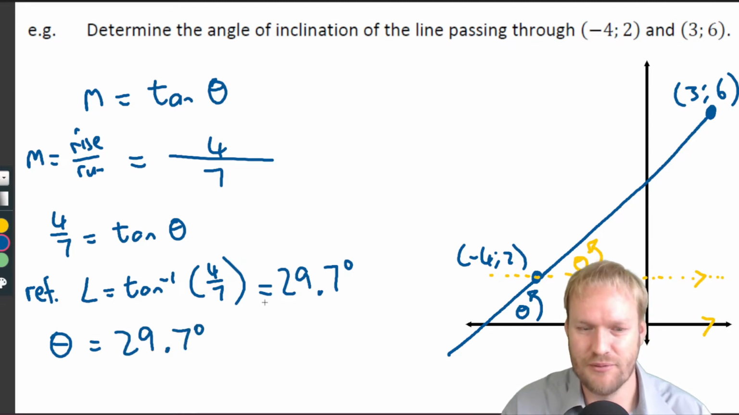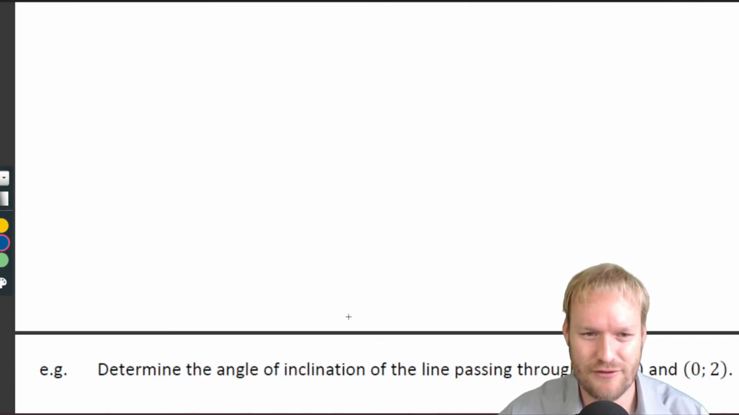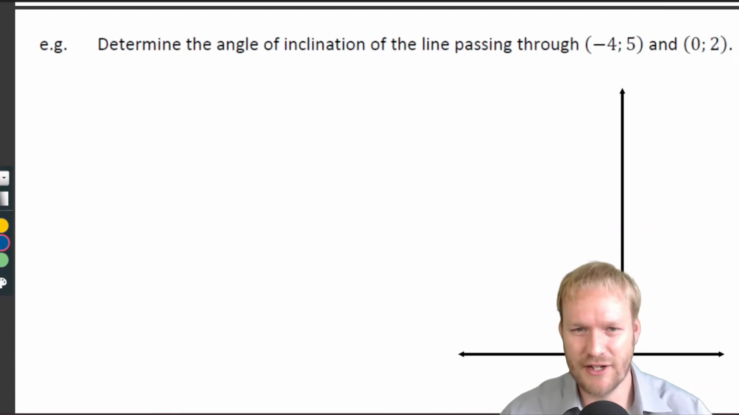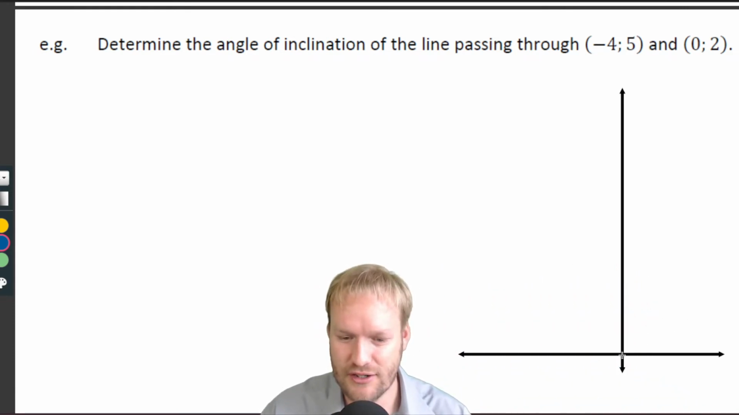Okay, so let's go through the next examples, so it can all start falling into place. Determine the angle of inclination of the line passing through those 2 points. Again, quick sketch, and our sketch is that we go (-4, 5). So that's probably about there, give or take.